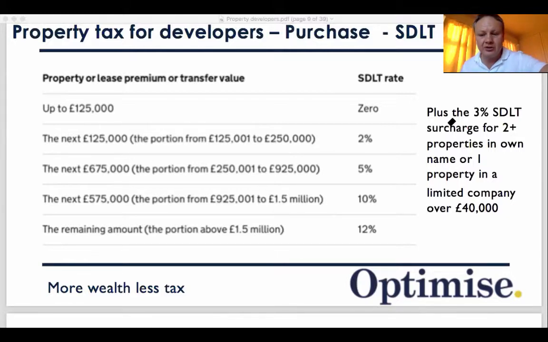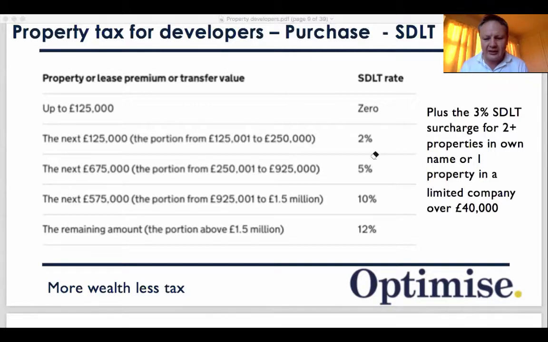So the stamp duty land tax charges on the left-hand side are in addition to the 3% surcharge that you're seeing there. So any properties over 1.5 million, you would indeed pay a 15% SDLT charge, which is a lot of money, irrespective of who you are.